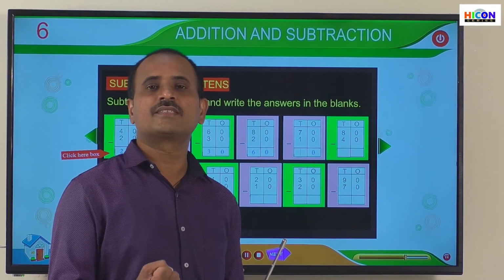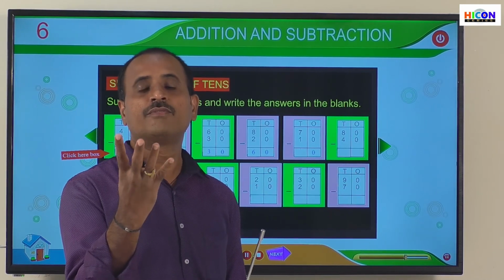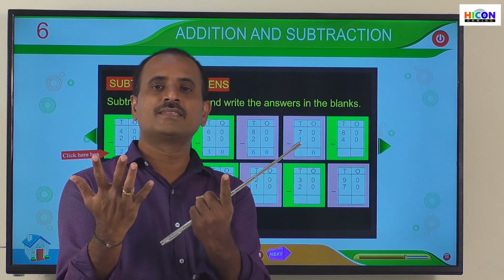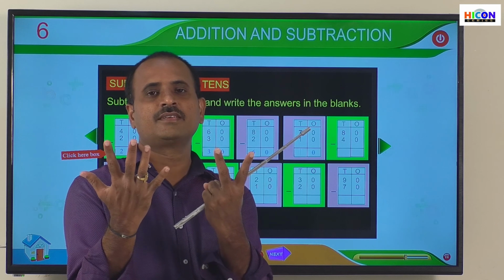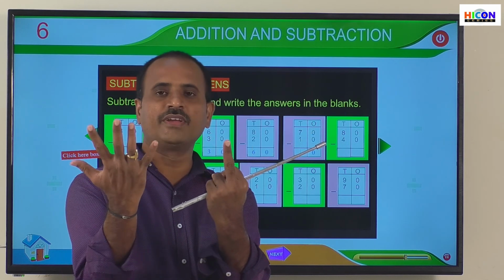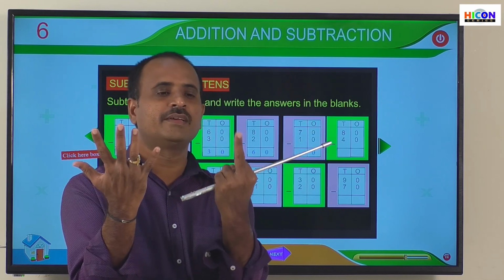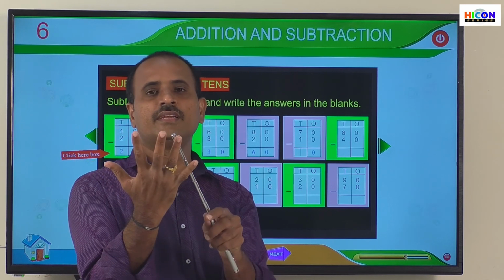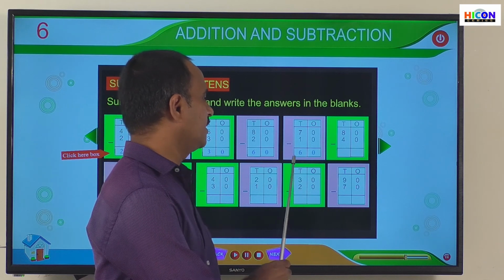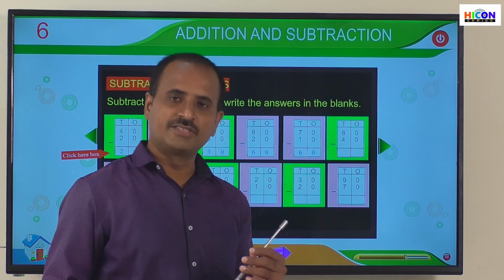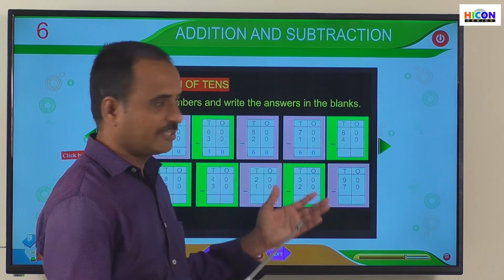So open 7 fingers. 1, 2, 3, 4, 5, 6, 7. And close 1 finger among these 7 fingers. So children, I have closed 1 finger. And how many fingers are there remaining? It is 1, 2, 3, 4, 5, 6. So write 6 under tens place. So the answer is 60. So see the next problem.